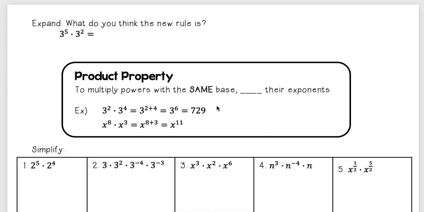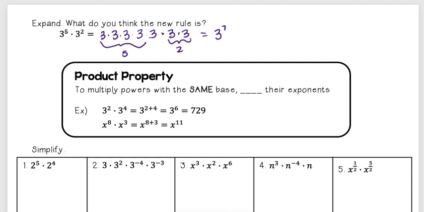Okay, so before I tell you about the product property, let's go ahead and do a little bit of discovery. So I'm going to expand this, and so 3 to the 5th, that's really 3 multiplied by itself 5 times, times 3 squared, which means I'm multiplying 3 by itself twice. And so now when I do that, I have a total of 1, 2, 3, 4, 5, 6, 7 3's that are multiplying by itself. So that means this is really 3 to the 7 power.